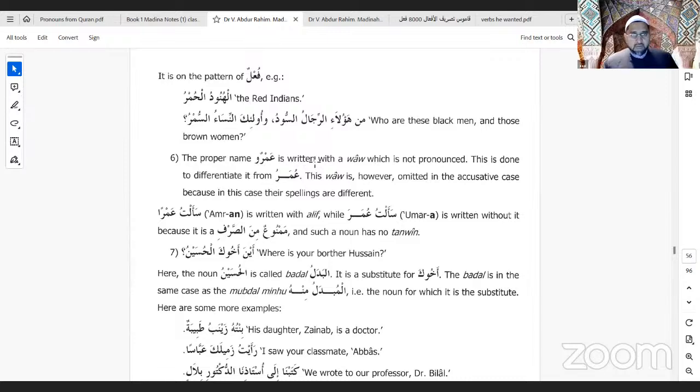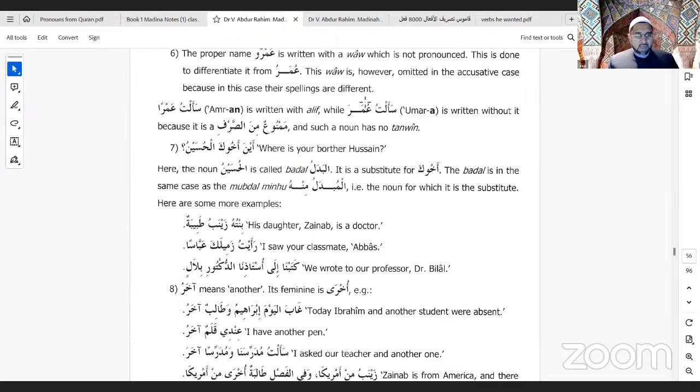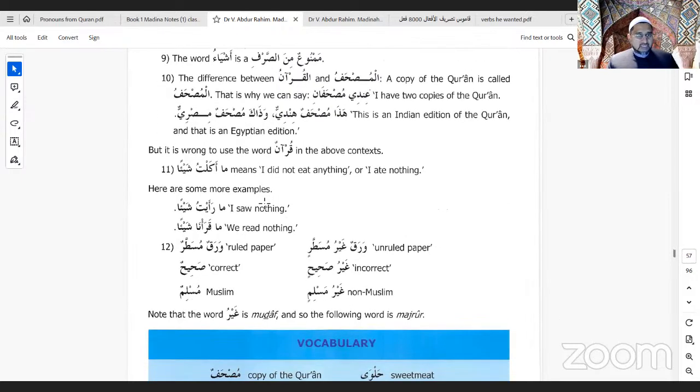Correct. That is number 6. Numbers 7 and 8 are quite a few that I need to explain as well. So inshallah, I will do them next session as well, inshallah.